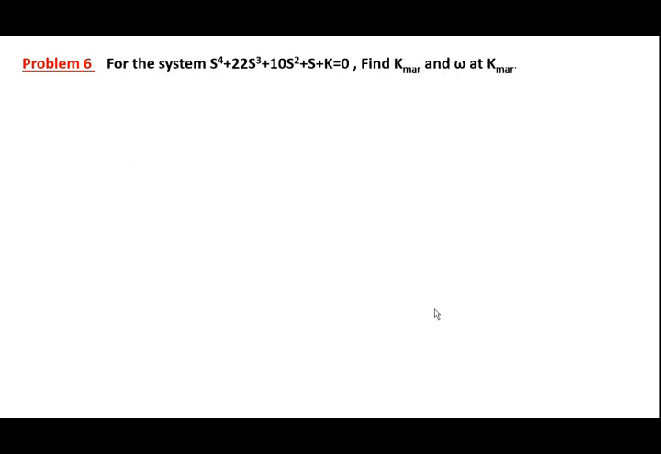So for the system s bar 4 plus 22 s cube plus 10 s square plus s plus k equal to 0, that is the given characteristic equation. You need to find out the marginal k value. K mar is nothing but marginal k value, and omega at k margin, that is omega, is the natural frequency that we need to find out.